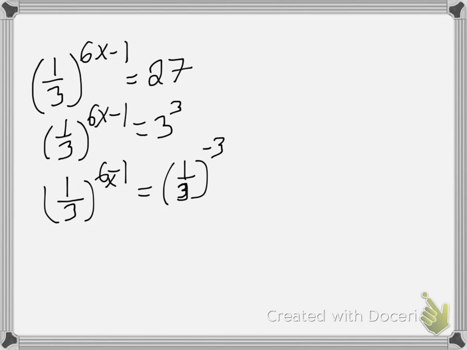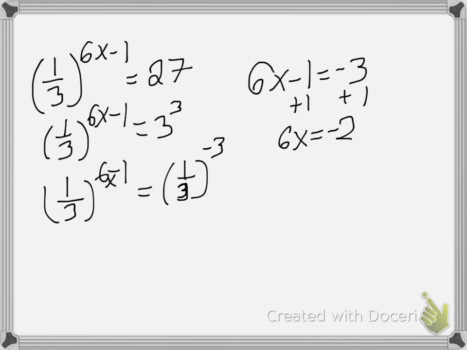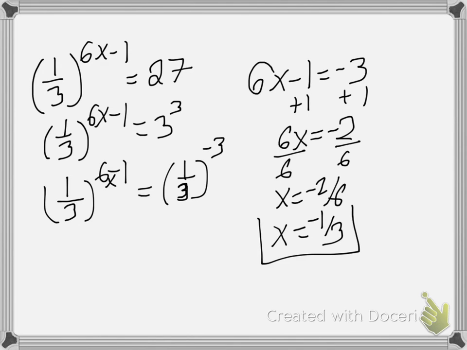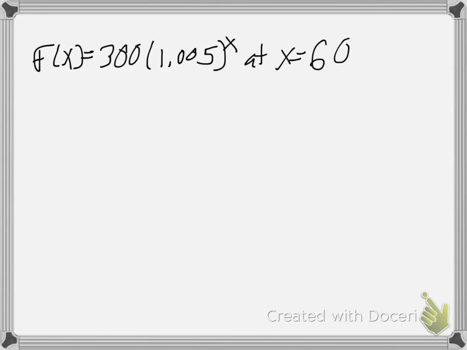Okay? So then I have the same base, so I can just say 6x minus 1 equals negative 3, add 1, 6x equals negative 2, divide by 6, x equals negative 2/6. Now, if you left it at this, I gave you credit for it, but come on, people. Negative 2/6 is the same thing as negative 1/3. Okay? So that's the best answer right there. Again, know your math.